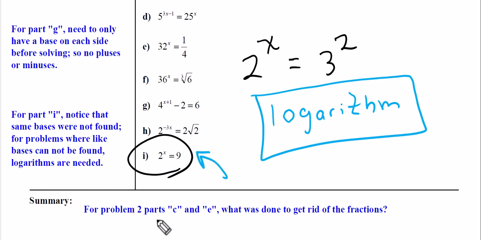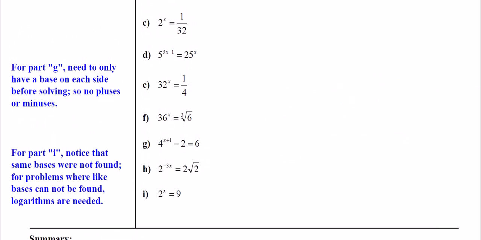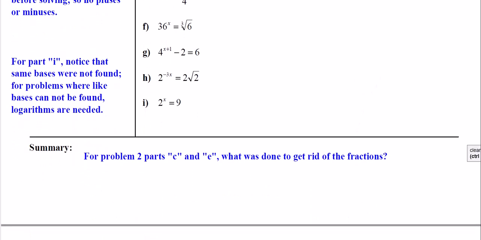Summary, for problem 2, parts C and E: what was done to get rid of the fractions? You might need to review former videos for that. So here's C, here's E. What was done to get rid of those fractions?